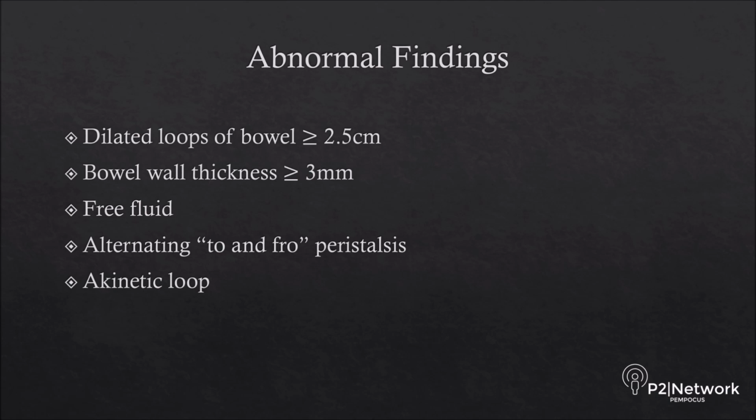What abnormal findings will indicate to us that there could be a small bowel obstruction? Well, we'll see dilated loops of bowel greater than or equal to 2.5 centimeters, and we'll see bowel wall thickness of greater than or equal to 3 millimeters. We'll also see free fluid, alternating peristalsis, and akinetic loops. We'll look at some examples in the next few slides.